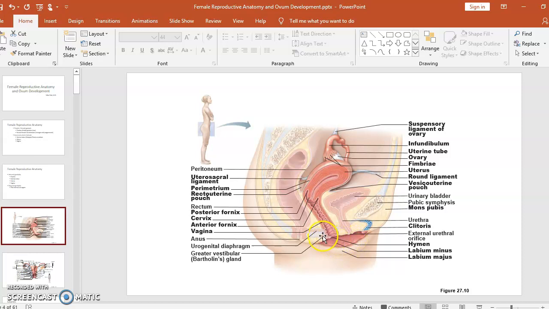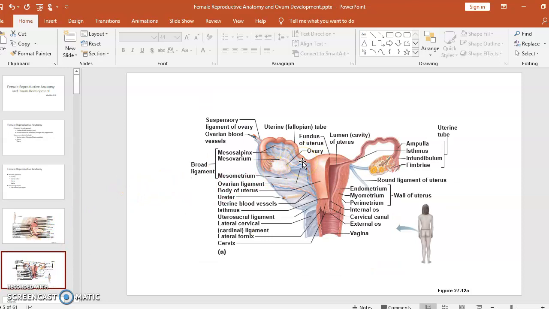These are the greater vestibular glands, which are the same thing as the glands in the male, which were Cowper's glands, vulval glands. And we'll go further. Okay, mons pubis, labia minora, labia majora.